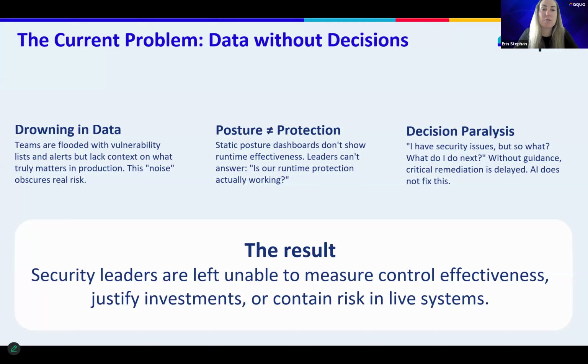So we're going to start just with, what is the current problem? What are you all facing today? What do we hear from customers, prospects alike, which is data without decisions and this constant decision paralysis. And what we're starting to see and have seen for the past several years, and of course, the AI problem has continued to accelerate this, which is teams are drowning in data. They're flooded with vulnerability lists, priority lists, but all of this information lacks context.